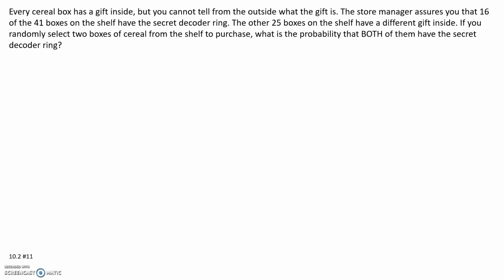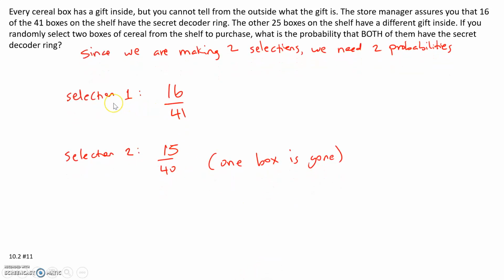Every cereal box has a gift inside, but you cannot tell from the outside what the gift is. The store manager assures you that 16 of the 41 have a secret ring, and the other 21 do not. If you select 2 boxes of cereal from the shelf to purchase, what is the probability that both of them have a secret decoder ring? So we're selecting 2 boxes. Selection 1, we have 16 boxes that have a ring out of 41.